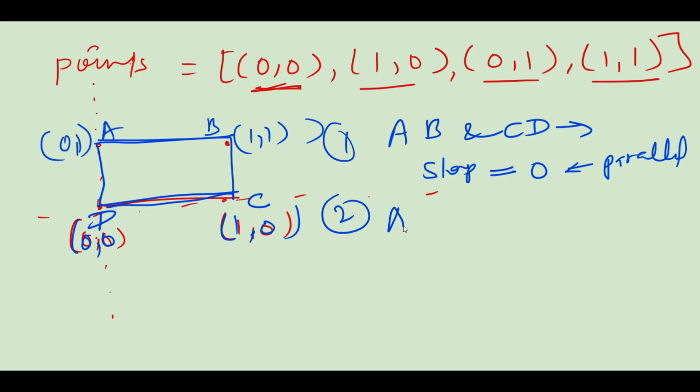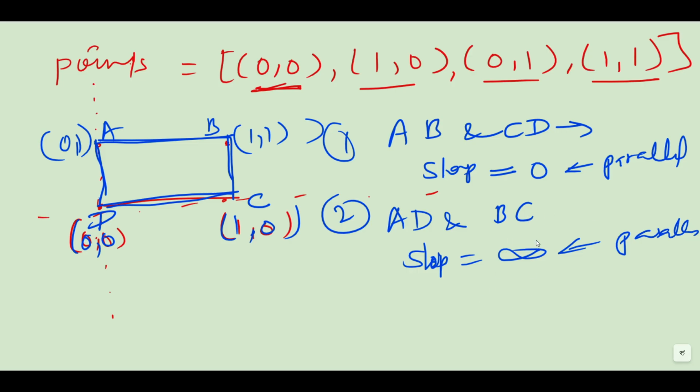Next, understand, if we have AD and BC, both are vertical, right? Those are verticals. So can we say that here the slope will be what? It will go infinite. Let's suppose this slope is infinite, right? So we can also say this is parallel. Either you can take 0 or this one, right?